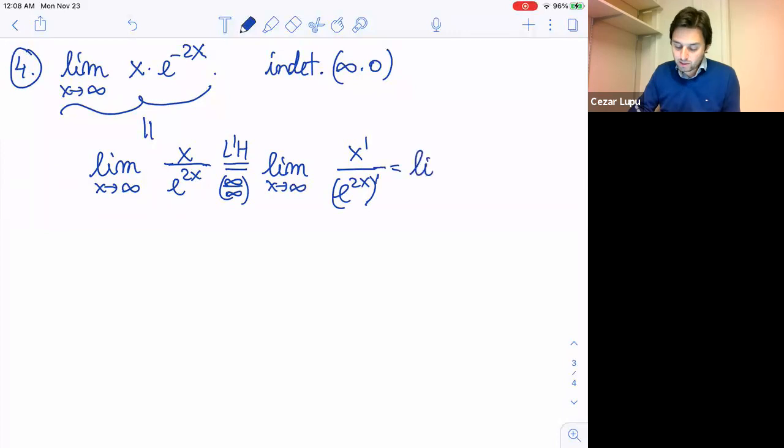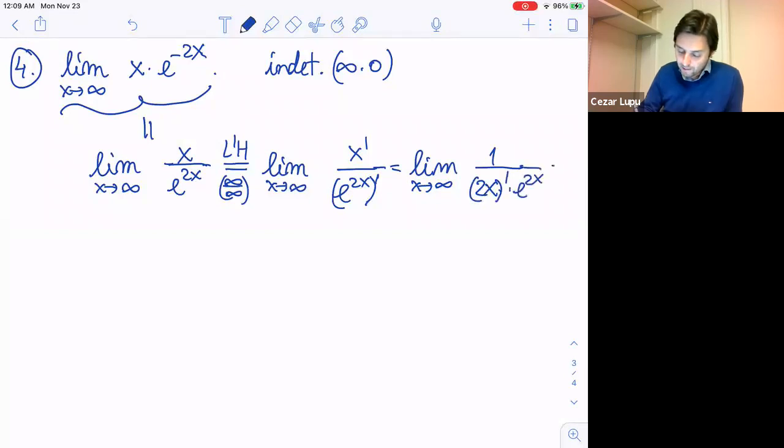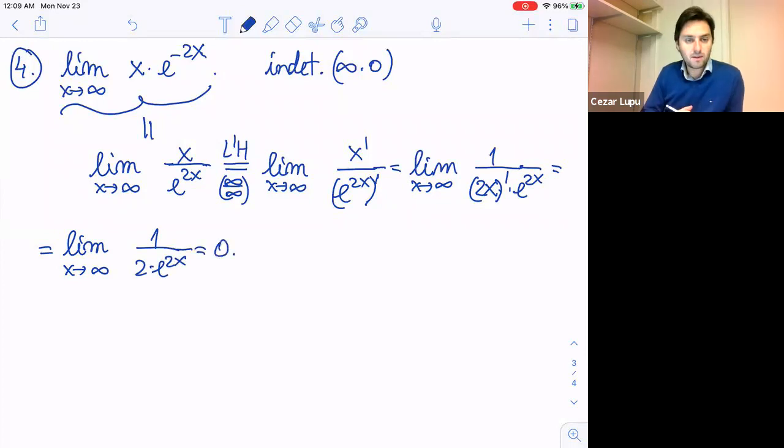And this is the limit as x approaches infinity of 1 over, and now let's compute the derivative of this guy. This would be 2x prime times e to the 2x. And this is nothing else than the limit as x approaches infinity of 1 over 2 times e to the 2x. And this clearly is 0 because I plug in infinity and that's it. So this is what happens when x approaches positive infinity.